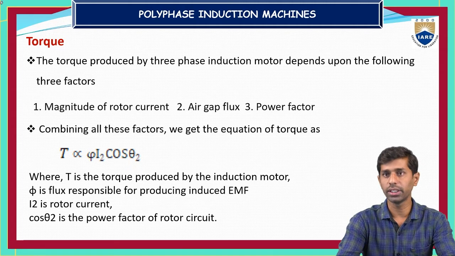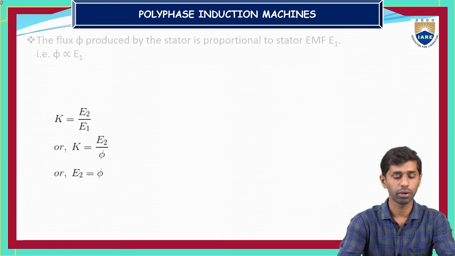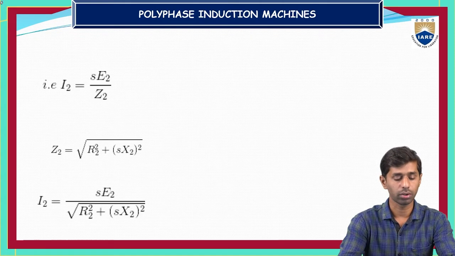By combining all these three factors, we get the equation: torque is proportional to flux times I2 cos phi 2, where flux is responsible for producing the induced EMF, I2 is the rotor current, and cos phi 2 is the power factor of the three-phase induction motor rotor quantities.